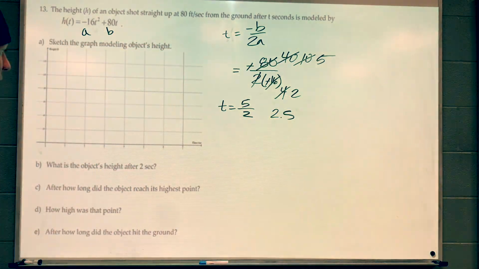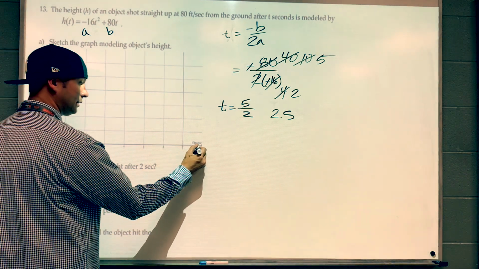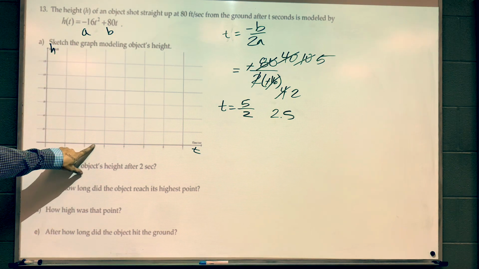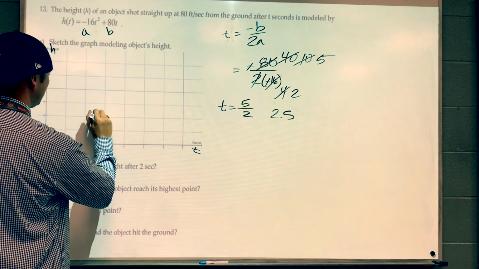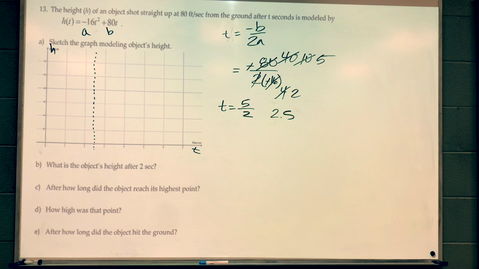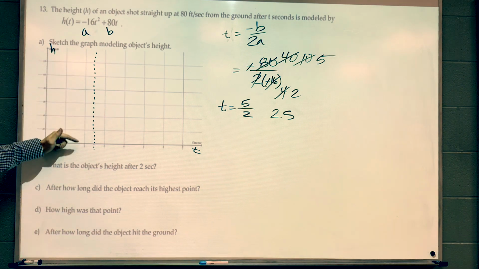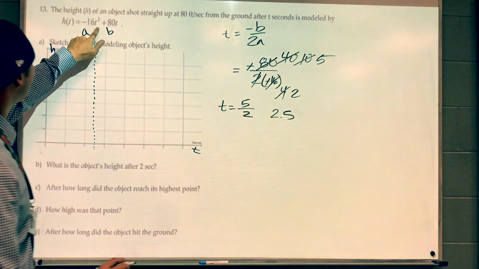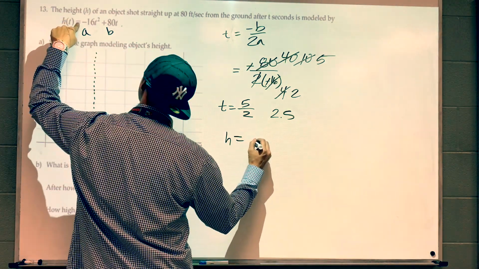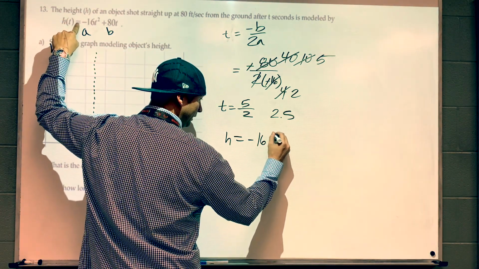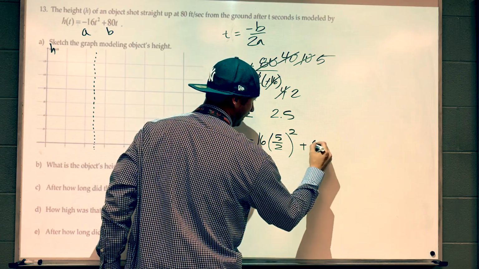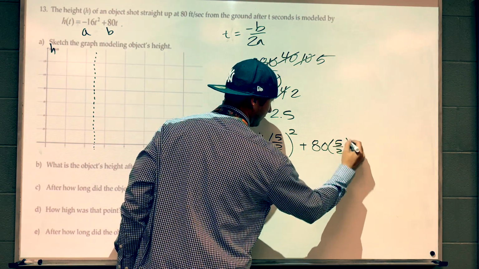5 halves, 2.5. So here's my t-axis, here's my h-axis. So 2.5. Somewhere on that line is the vertex. Question is where? I have to take this number and plug it back into the original, the OG one. So h is going to be negative 16t, which is this, squared, plus 80 times t.